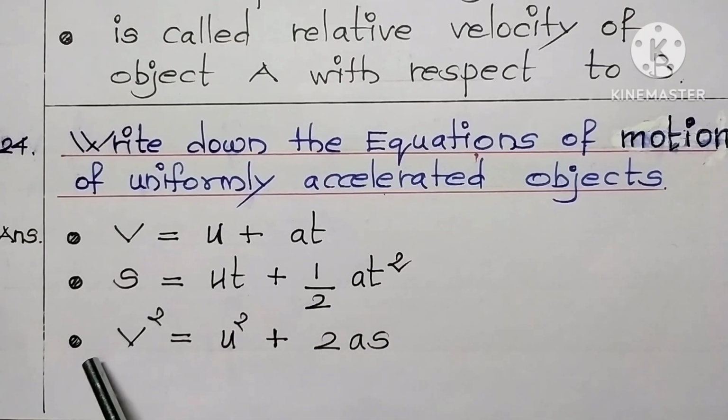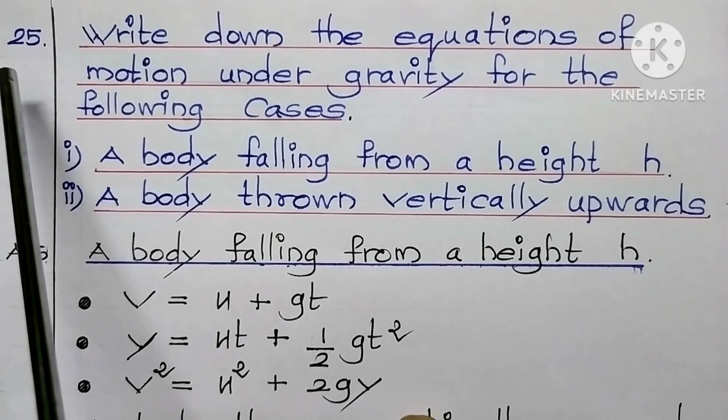The third equation is v squared is equal to u squared plus 2as. So as we have already seen, v is final velocity and u stands for initial velocity, a is acceleration and s is for displacement.